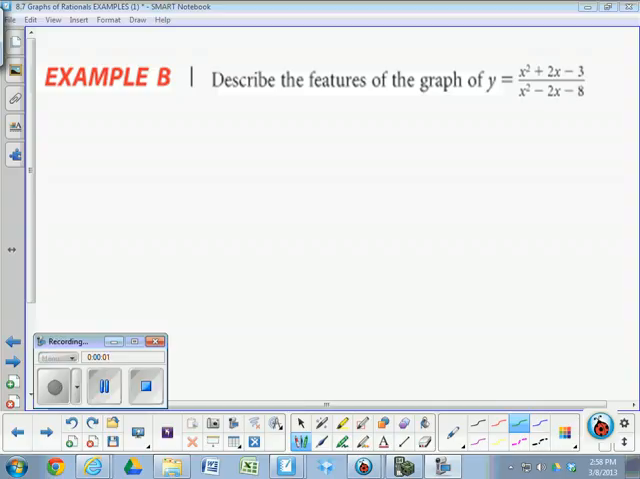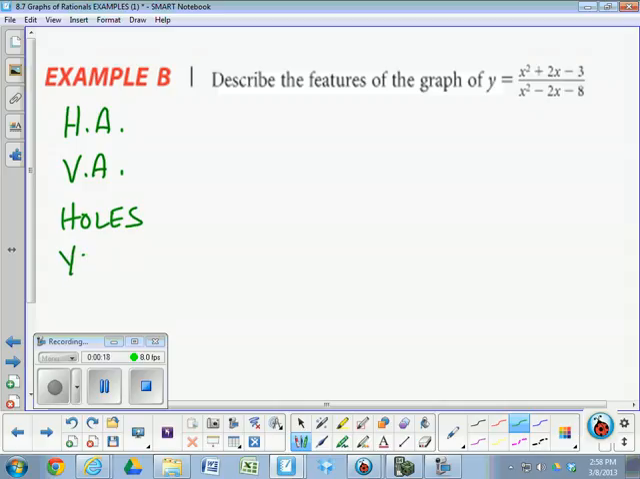Flow chart. You tell me what are the different, we're on example B here for 8.7. You tell me the things we need to find. A horizontal asymptote. What else? Any vertical asymptotes? We're going to have to factor it. Any holes in the graph? Is there a y-intercept? Is there an x-intercept?